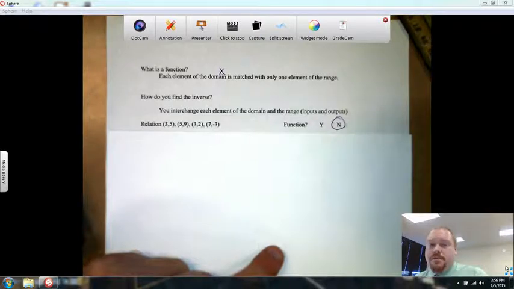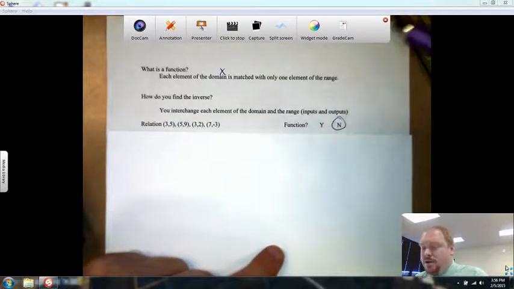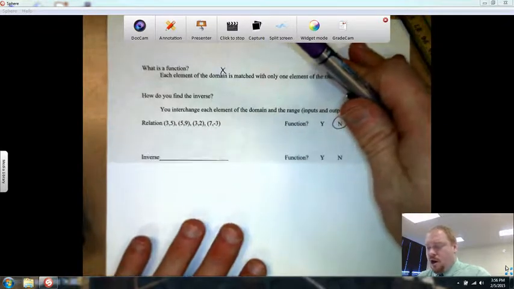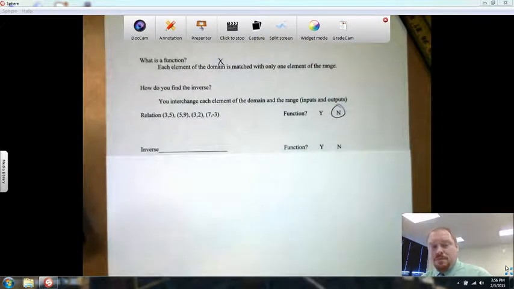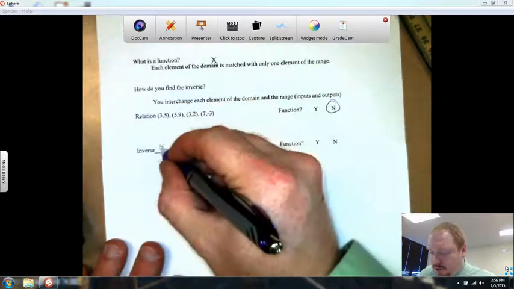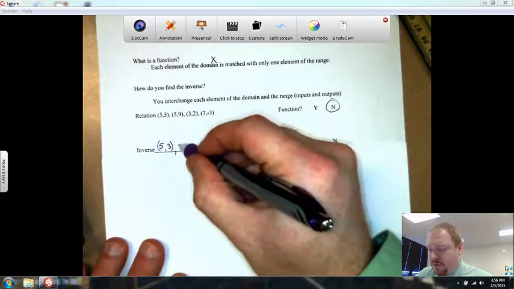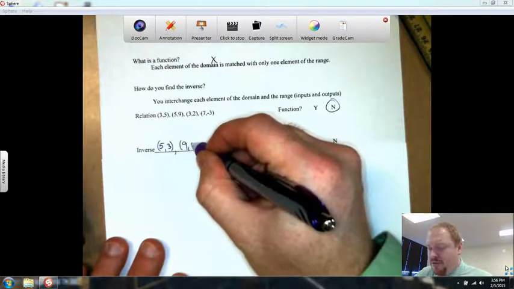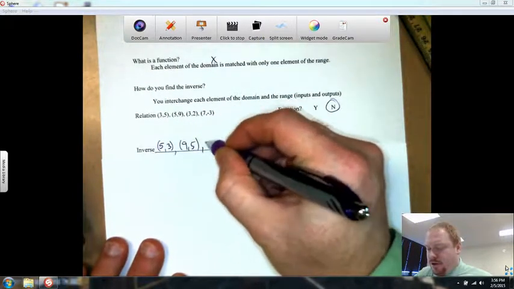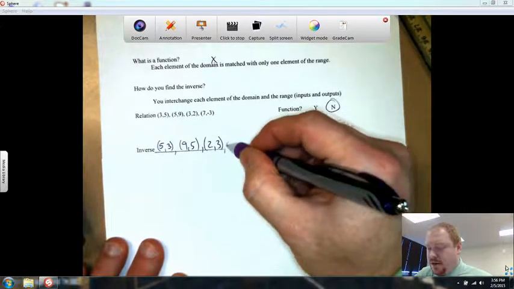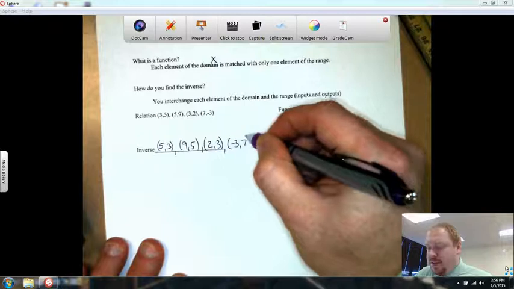So because an x is matched with more than one y, this is not a function. Now, to find the inverse of this relation, all I'm going to do is flip these numbers: (5, 3), (9, 5), (2, 3), and (-3, 7).